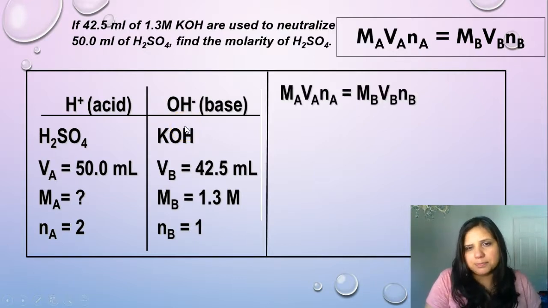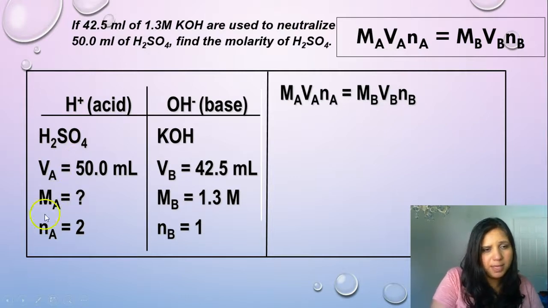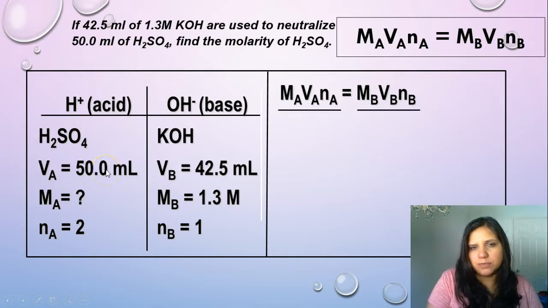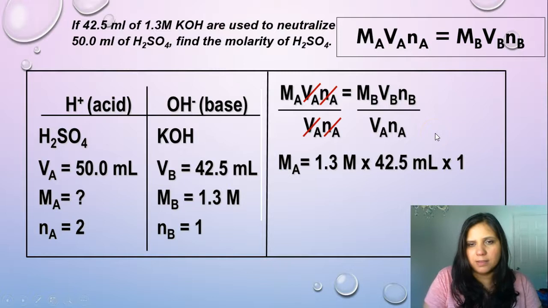Alright, so then I plug it in. I have the equation. I want to solve for what's left, MA. So let's divide both sides by everything else except for MA. So that's VANA. And so my equation just becomes molarity of the acid is equal to all of this. So I'll plug that in.